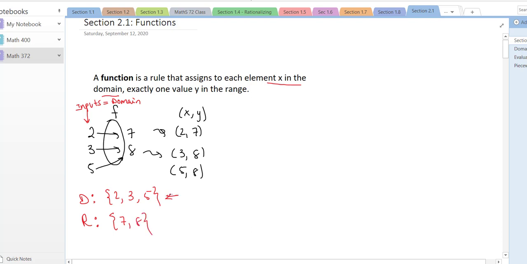So these are the inputs, which is the domain, and these are the outputs, the range, which are the y values.